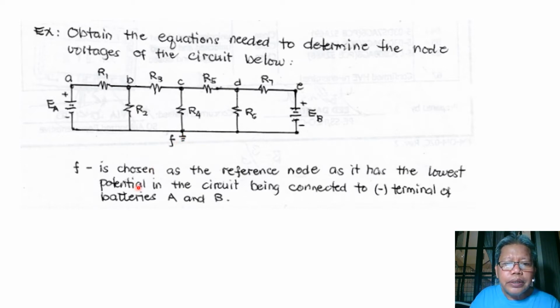Now, we choose F as the reference node, as it has the lowest potential in the circuit, being connected to the minus terminals of the battery A and B. So our reference node in a circuit shall be taken as the lowest potential in the circuit. So by inspection, since F here is connected to the negative terminals of battery A and battery B, then we have here the lowest potential in the circuit.